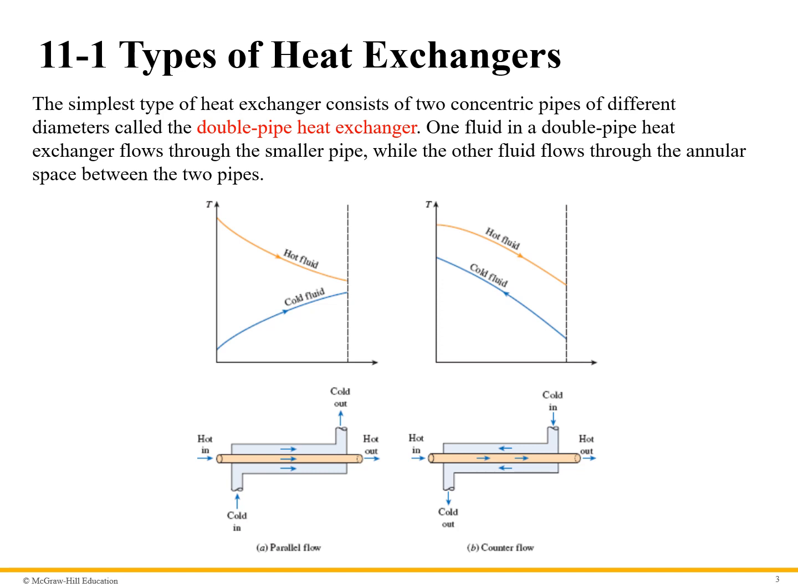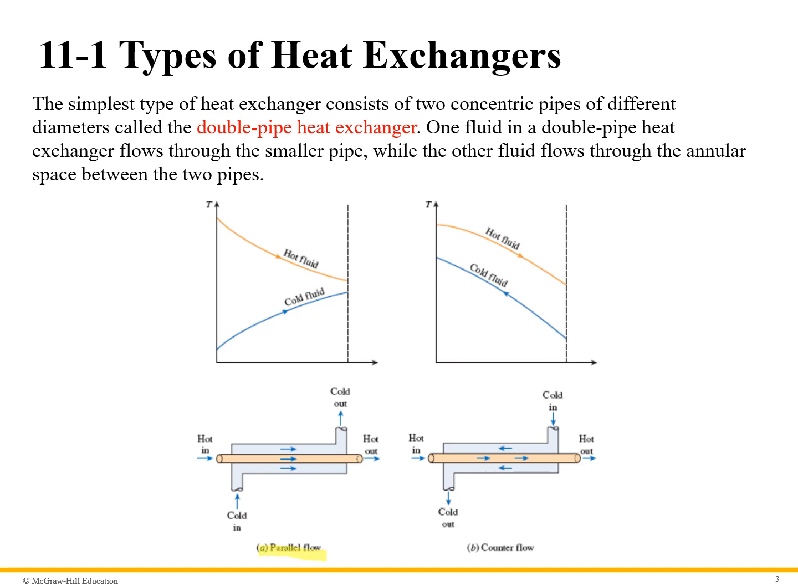The simplest type of heat exchanger consists of two concentric pipes of different diameters, called a double pipe heat exchanger. One fluid in the double pipe heat exchanger flows through the smaller tube, while the other fluid flows through the annular space between the two tubes. They can fairly be classified by how they flow.